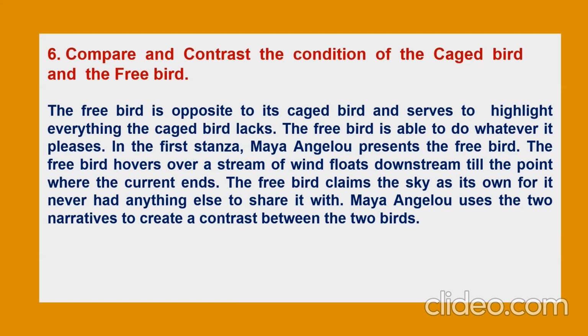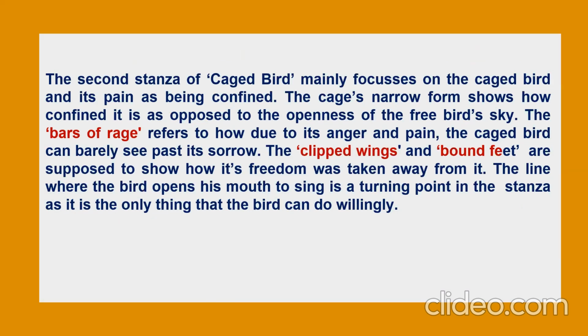Maya Angelou uses the two narratives to create a contrast between the two birds. The second stanza mainly focuses on the caged bird and its pain at being confined. The cage's narrow form shows how confined it is as opposed to the openness of the free bird's sky. The caged bird has a narrow cage. On the other hand, the free bird has the open sky. The bars of rage refer to how, due to its anger and pain, the caged bird can barely see past its sorrow. The clipped wings and bound feet are supposed to show how its freedom was taken away from it.